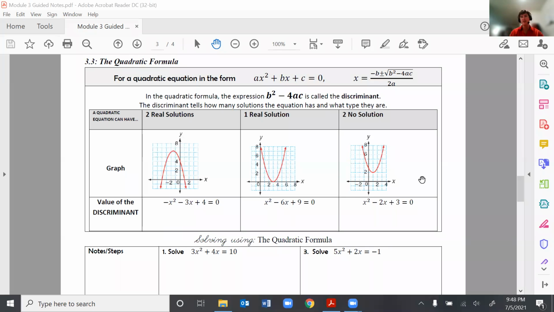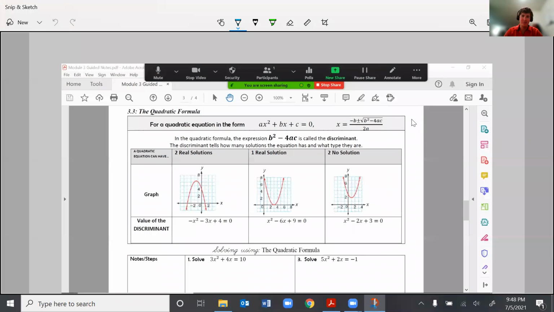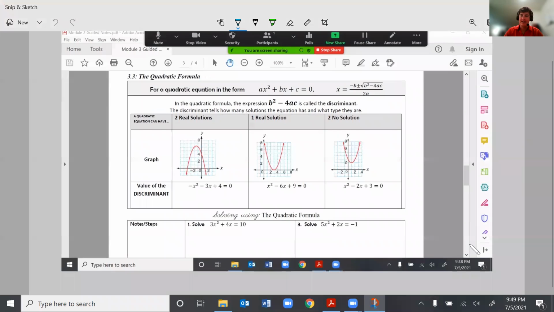We are into the quadratic formula. By now you should have watched those videos that I had posted for you with the different songs and the stories. It's really fun. It's helpful to know, and it's just something that should be committed to memory. Yeah, that's about all I can say about the quadratic formula.